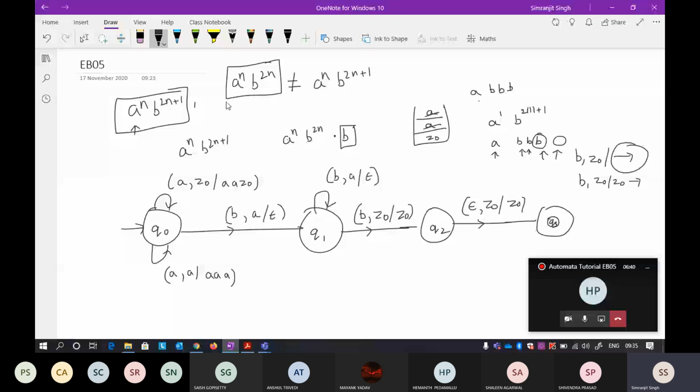In the previous tutorial, I told it differently, that these are equal, but actually they are not equal. That was my mistake, and just see this to correct it.